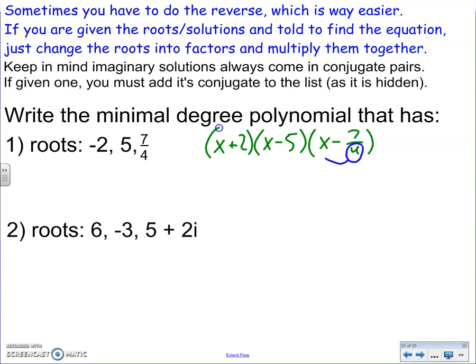The denominator goes to the front. It's always a positive number. So this stays x plus 2. This stays x minus 5. And this last one, the 4 goes to the front, x minus 7.